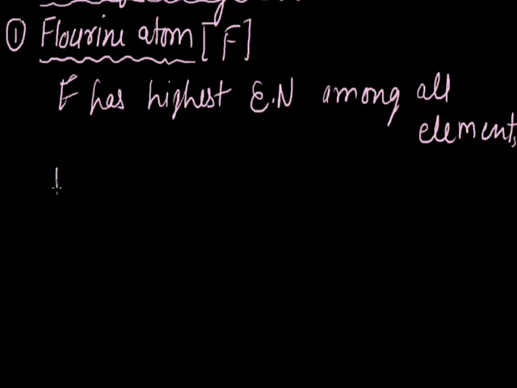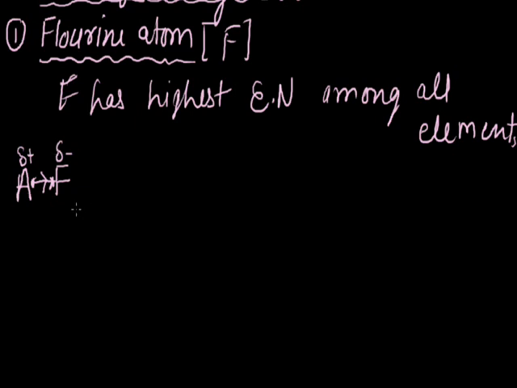So when fluorine attaches with any atom, now we consider A. When fluorine attaches with any atom, it attracts the bond pair of electrons. This one is the electron of A and this one is the electron of fluorine, and it attracts the bond pair of electrons. So fluorine acquires a partial negative charge and A acquires a partial positive charge.